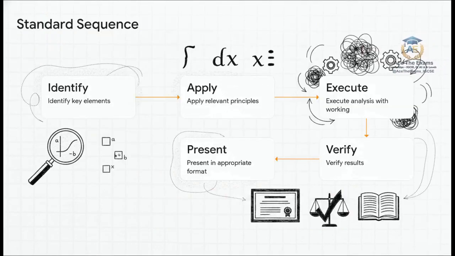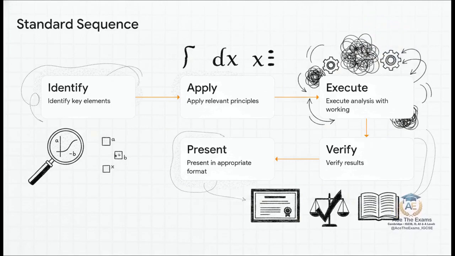Examiners are constantly scanning your work for a standardized 5-step sequence of systematic processing. First, identify the key elements, like spotting that linear inner function we talked about. Next, apply the relevant integration principle. Third, execute your analysis with abundantly clear working. Do not skip lines of code here. Fourth, verify your results.